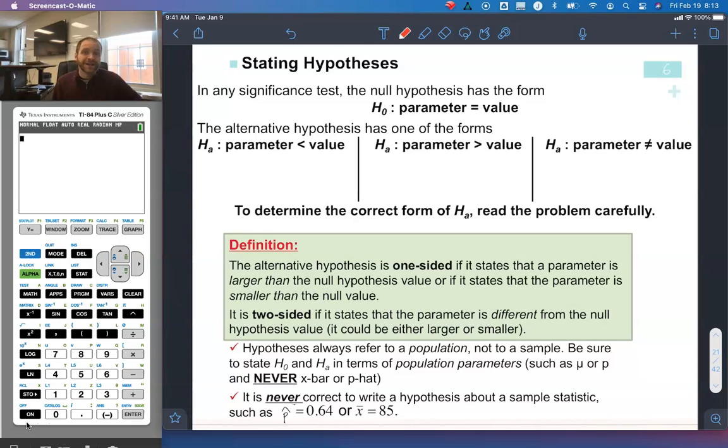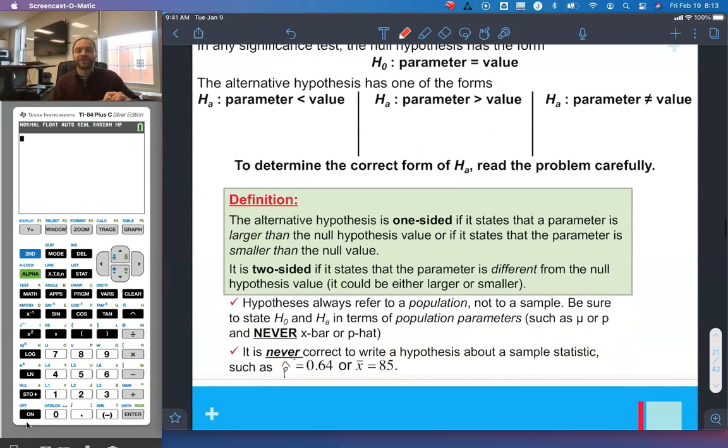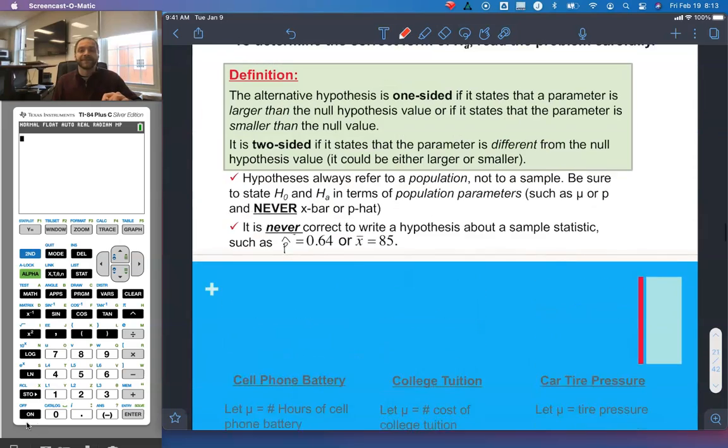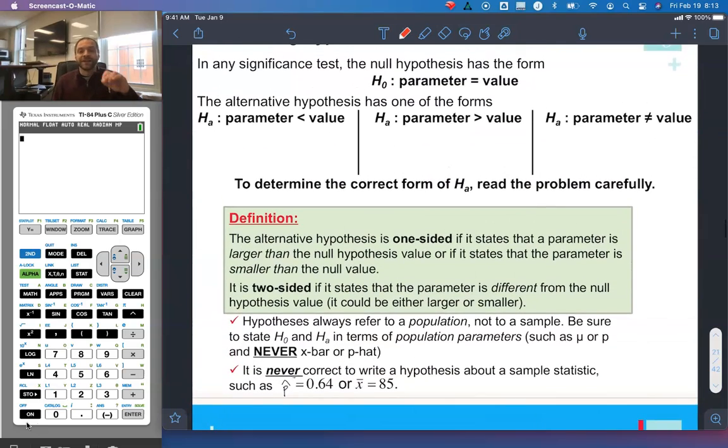Two-sided tests do not specify a direction. They only say that there is a difference. It could be either larger or smaller. We don't care. Now, you have this space here because you're going to be drawing these three distributions in that space. But before we get there, you need to make a note.